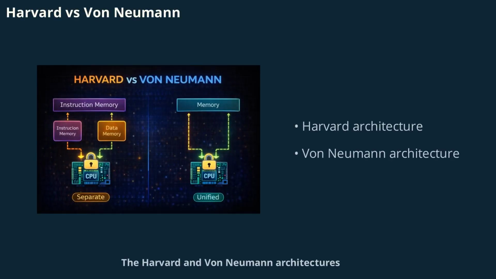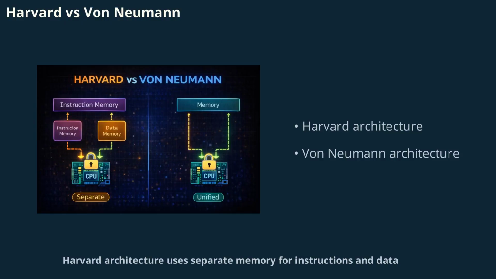Harvard and von Neumann architectures are two fundamental designs in computing. Harvard architecture uses separate memory for instructions and data, allowing simultaneous access and improving performance, which is why it's common in microcontrollers. Von Neumann architecture, on the other hand, uses a single memory for both instructions and data, leading to simpler design but potential bottlenecks.